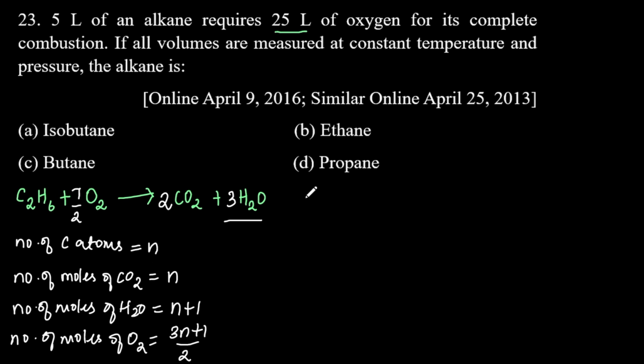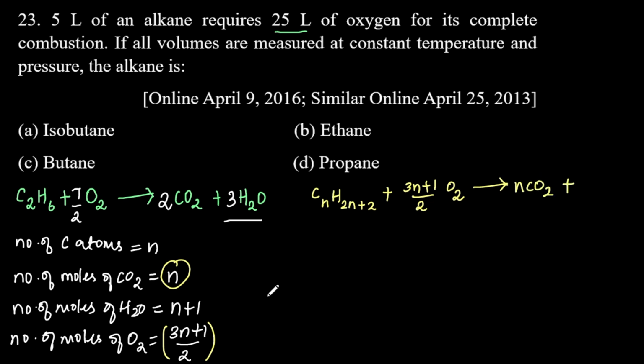So let us write that. We know the general formula of alkanes, CnH2n+2, plus the number of moles of O2, which you have to write as (3n plus 1) divided by 2 of O2, gives n CO2 plus, and for H2O you have to write (n plus 1) H2O. So this is the general equation for the combustion of alkane.